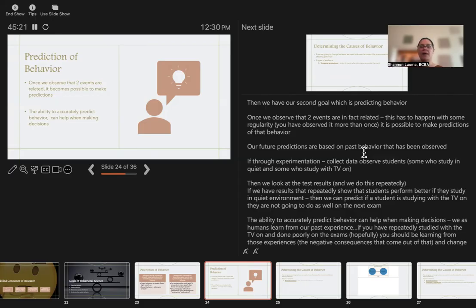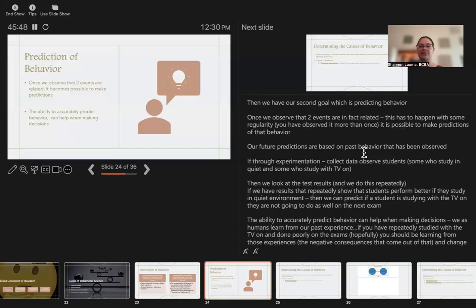Okay. And then we give them all the same exam. Okay. So they're all studying the same topic, they're all studying for the same exam. We give them the same exam and we look at the test results. And what we should do is we should do this repeatedly. So you should have your participants come back multiple times for different study sessions, and take different exams. And we do this over and over and over again.